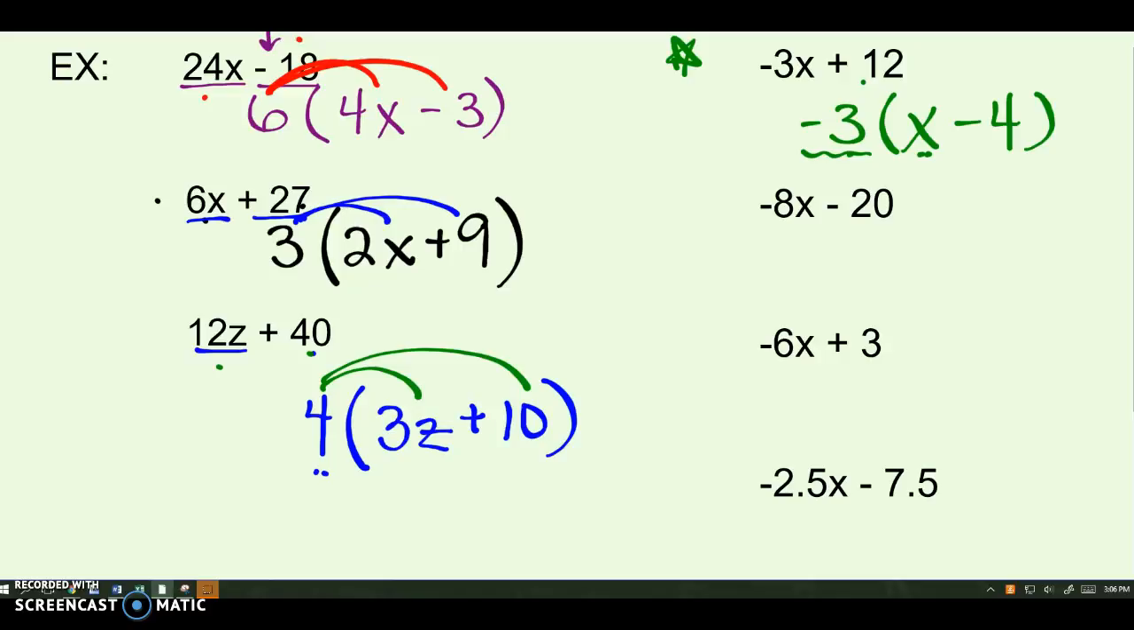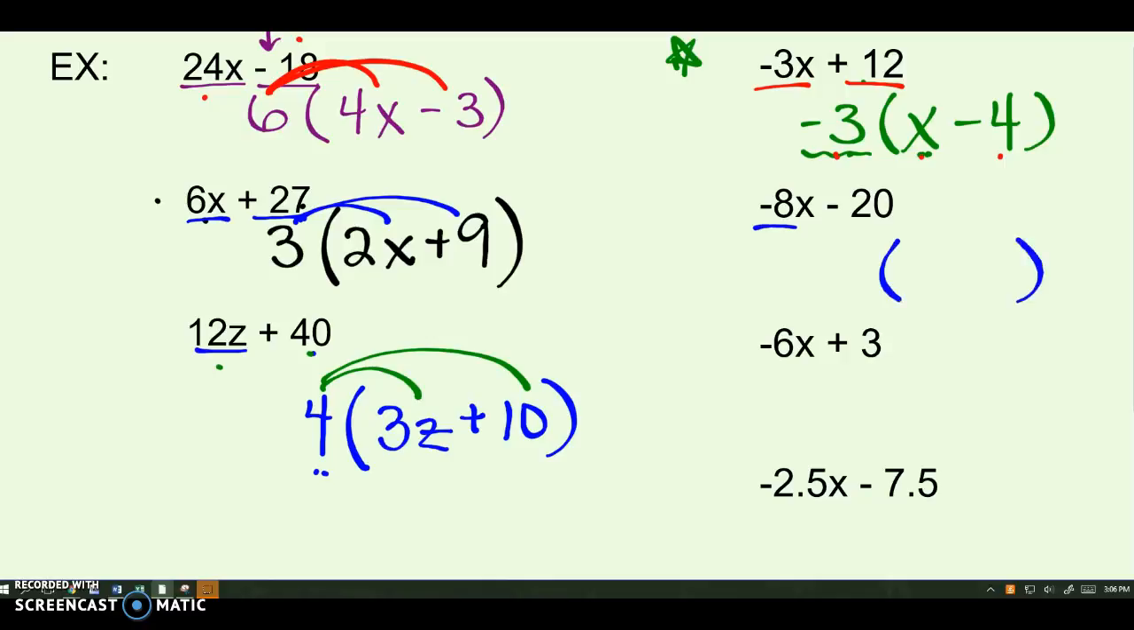So we can always go back and check that. Negative 3 times x, yep, negative 3x. And negative 3 times negative 4, yep, positive 12. Okay. Again, this next one, I see a negative here, so I know I want to pull out a negative number out front.